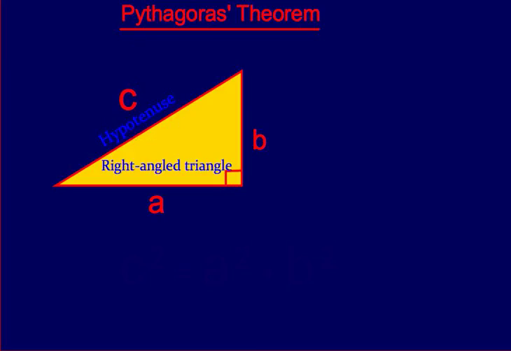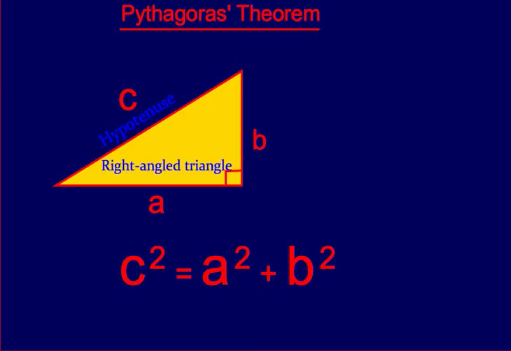Now Pythagoras' theorem basically says that the length of the hypotenuse, in this case C, if you square it, always equals the sum of the squares of the two other sides, which is A squared and B squared. Simply written mathematically, that's C squared equals A squared plus B squared.